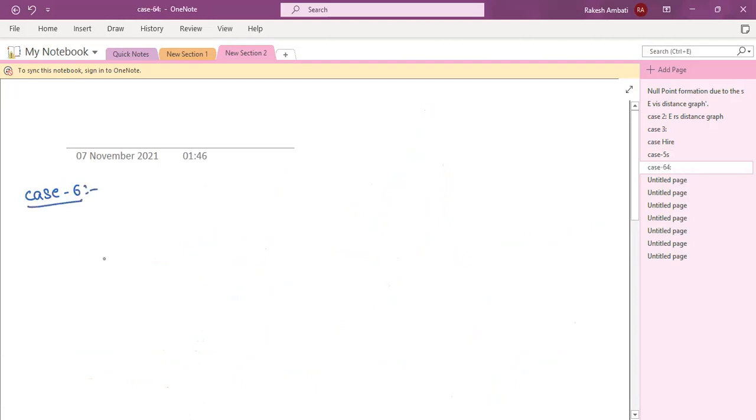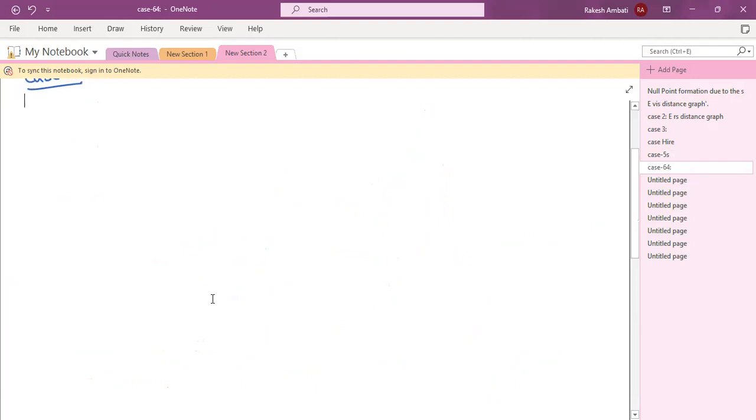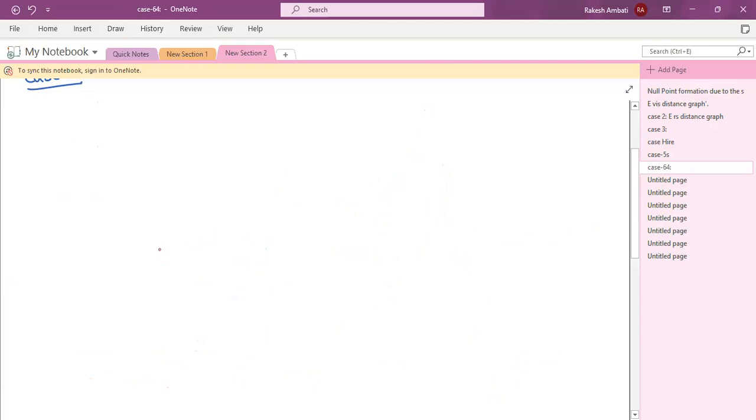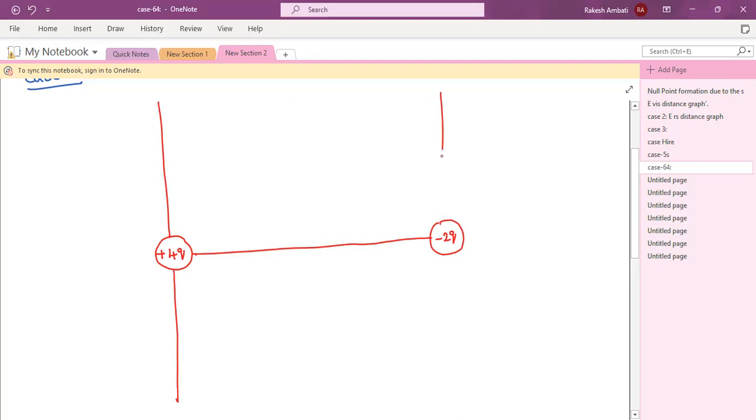Case 6. For example, I'm taking two charges. One is plus 4Q charge and the second one is minus 2Q charge. So these are the two charges given. We have to draw the intensity and distance graph.